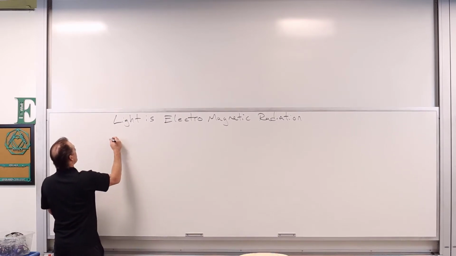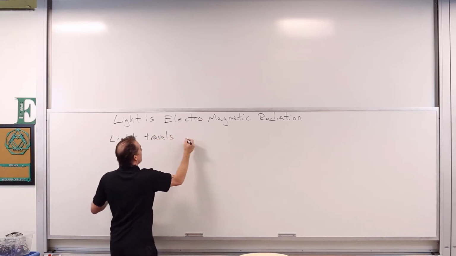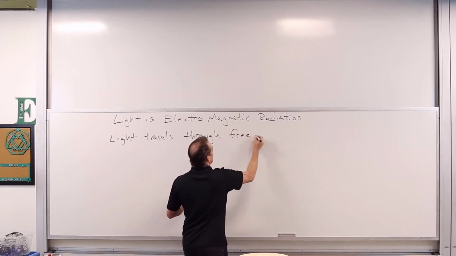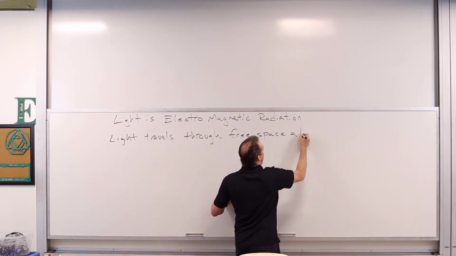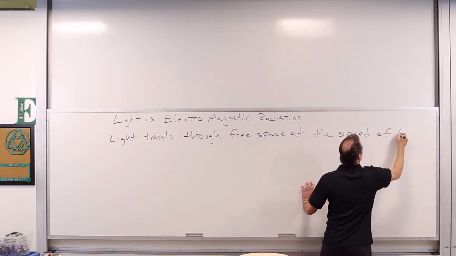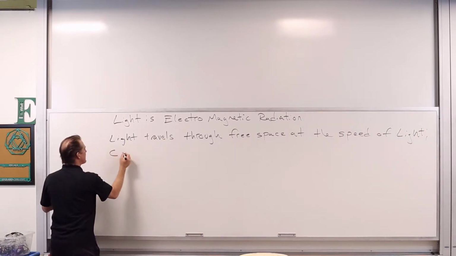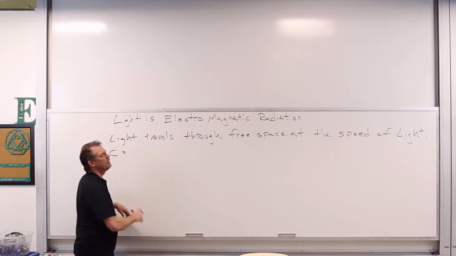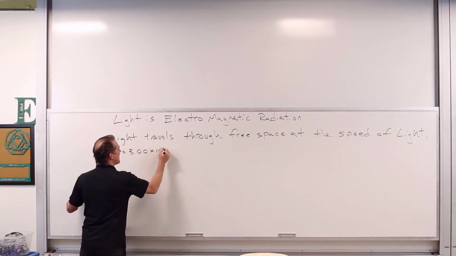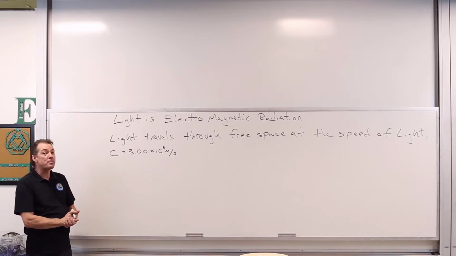So, light travels through free space at the speed of light. That makes sense, right? The speed of light, we use lowercase c to denote, and c to three significant figures, we just use 3.00 times 10 to the 8th meters per second. 300 million meters per second.